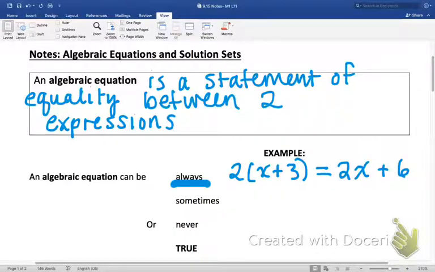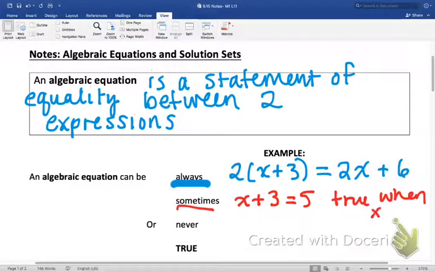Okay? Sometimes true, that's where there's only certain values of x, or of the variable, that would make the equation true. So that's something like x plus 3 equals 5. Right? This is true when x equals 2.